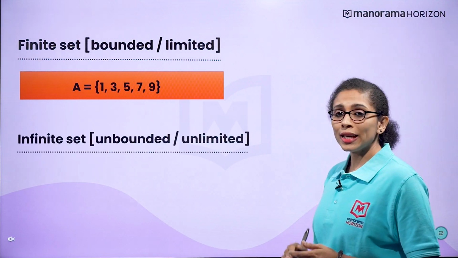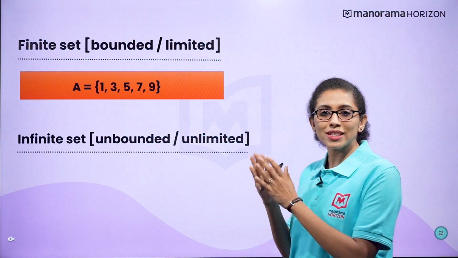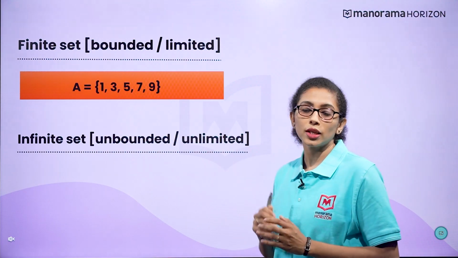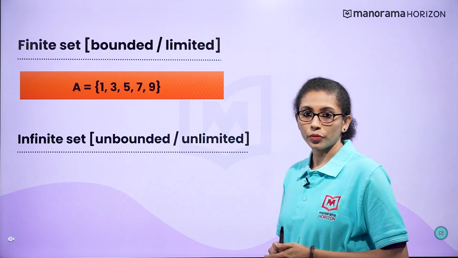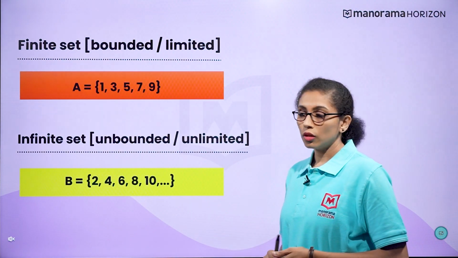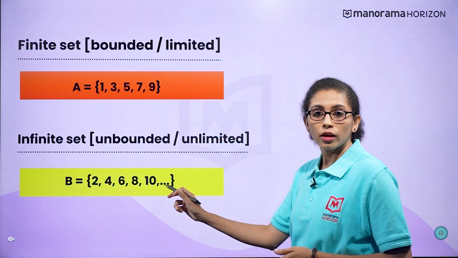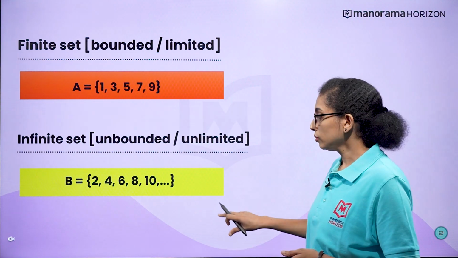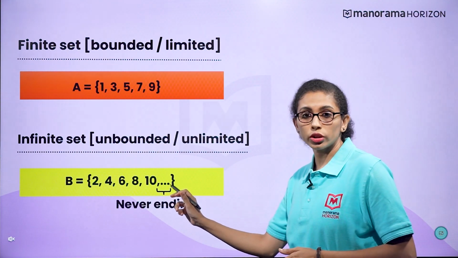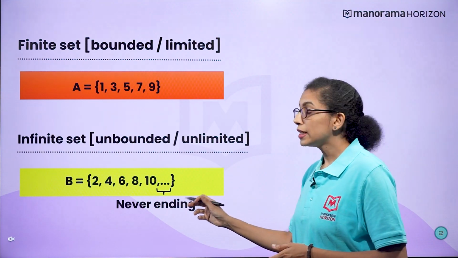While framing an infinite set using roster form, since the number of elements is not finite, we write a few elements and then follow them with 3 dots. For example, the set of all even numbers. We get B = {2, 4, 6, 8, 10, ...}. Here, you can see that the 3 dots show that it is a never-ending series.